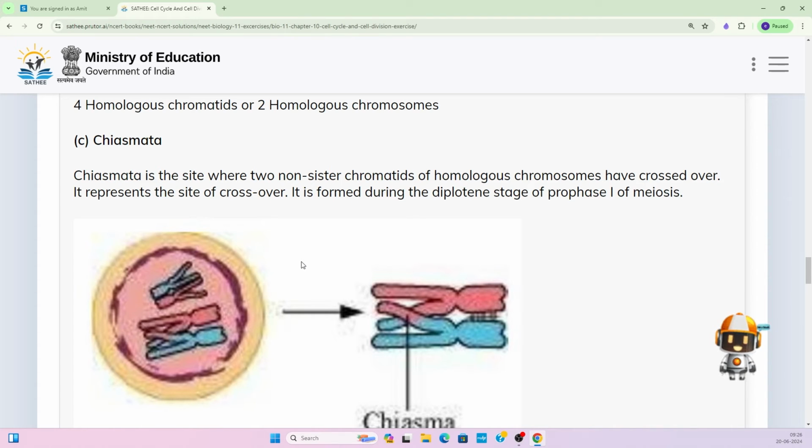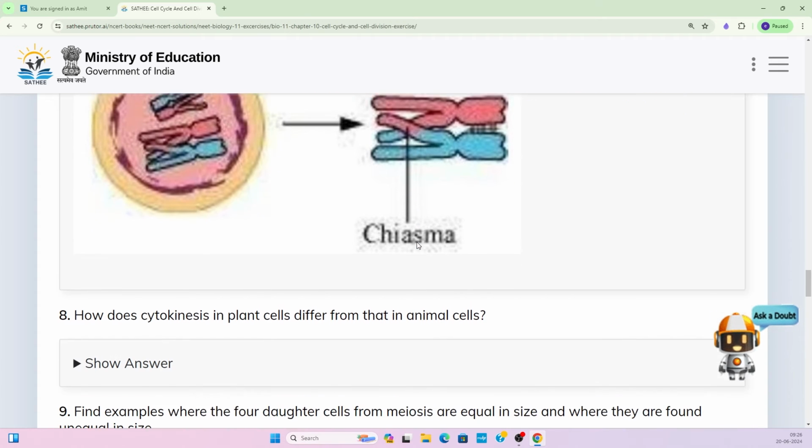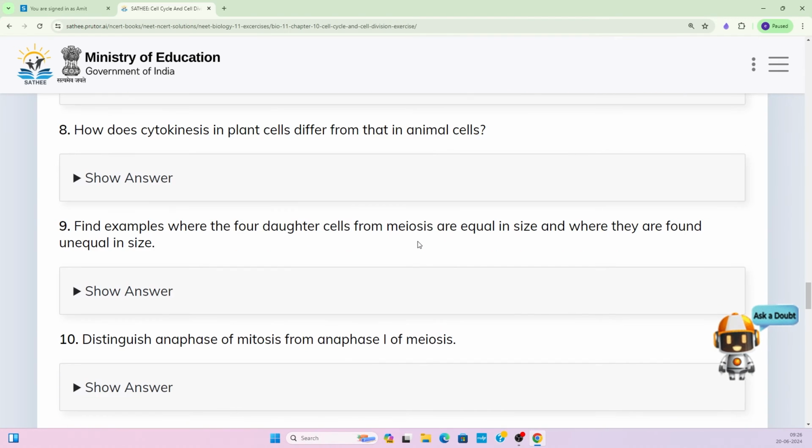It is formed during the diplotene stage of prophase 1 of meiosis. So at which stage can we see this? This is seen in the diplotene stage of prophase 1 of meiosis. So chiasmata shows the site where the crossing over has taken place, right? This is very, very important. Moving to our next question.